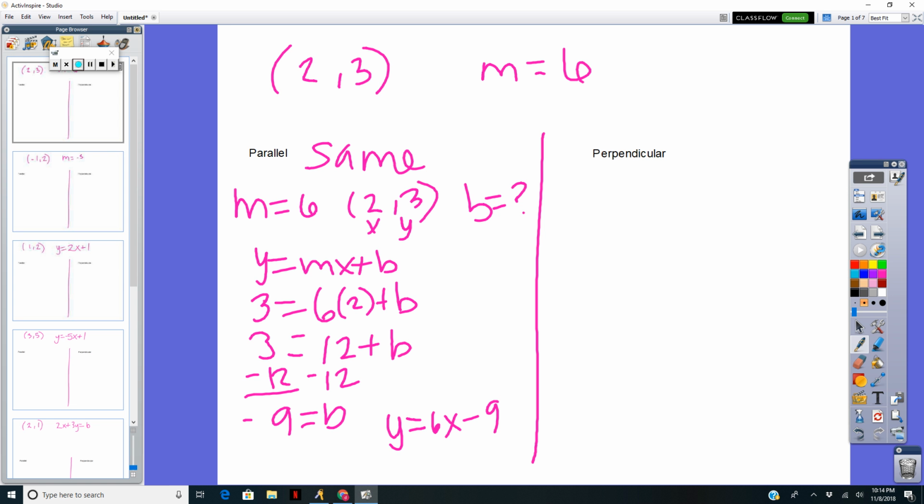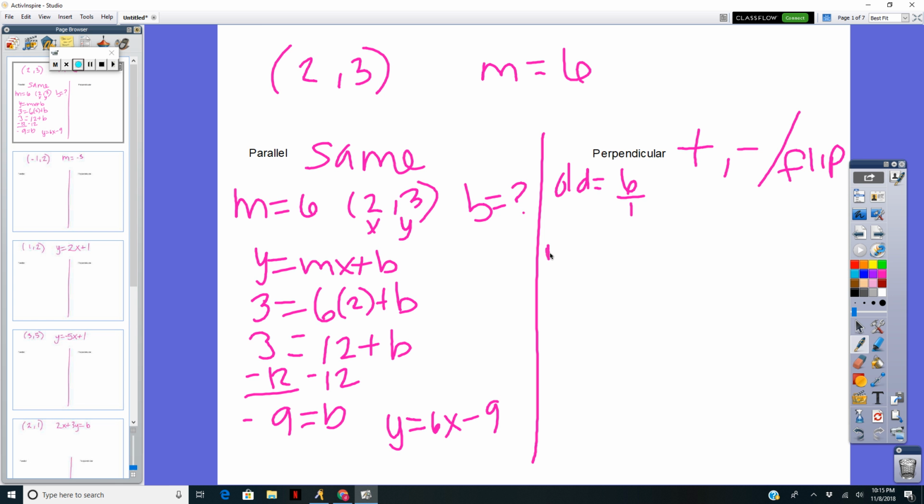Now perpendicular, remember you've got to do the opposite. One of them is positive and one of them is negative, and then you've got to flip the fraction. Okay, there we go. So my old slope was 6 over 1.